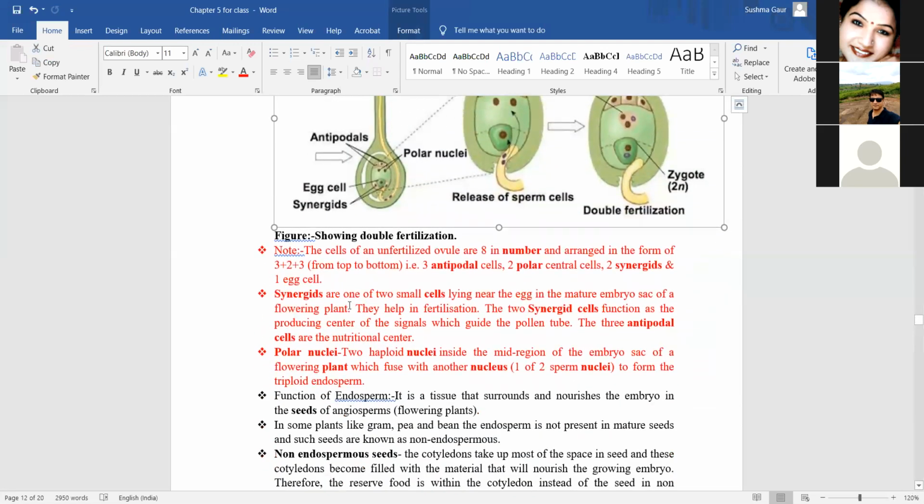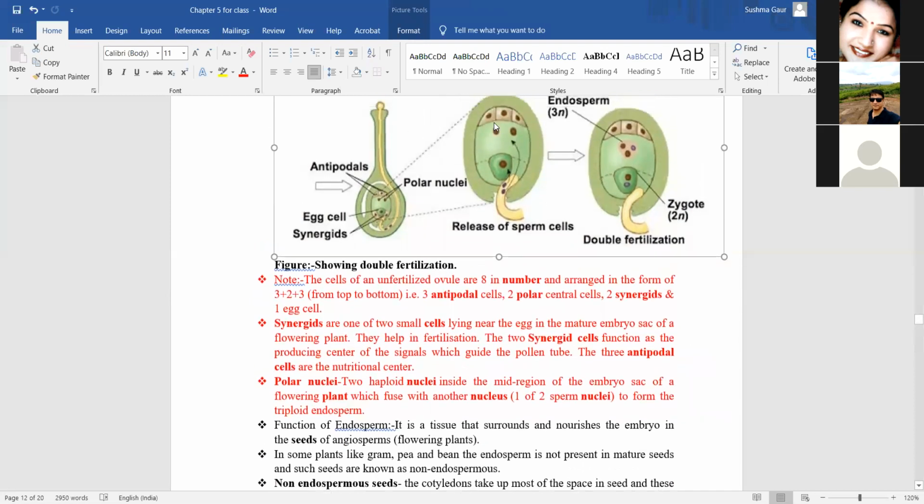Synergids are one of the two small cells that lie near the mature embryo sac. They help protect the egg cell. They function as the producing center of signals which guide the pollen tube. Polar nuclei: two haploid nuclei inside the mid region of the embryo sac of flowering plants which fuse with another nucleus, one of the two sperm nuclei. Egg cell, sperms. अच्छा. 1 minute, हाँ श्रेया?